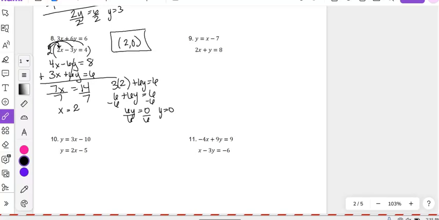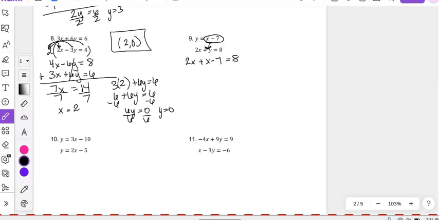Number 9 says y equals x minus 7, 2x plus y equals 8. Again, I have one of my equations that has a variable all by itself. It equals something. So I'm going to take y equals x minus 7 and substitute it in for y. That means I'm replacing the y. So I have 2x, I am not rewriting the y, just rewriting x minus 7 equals 8.